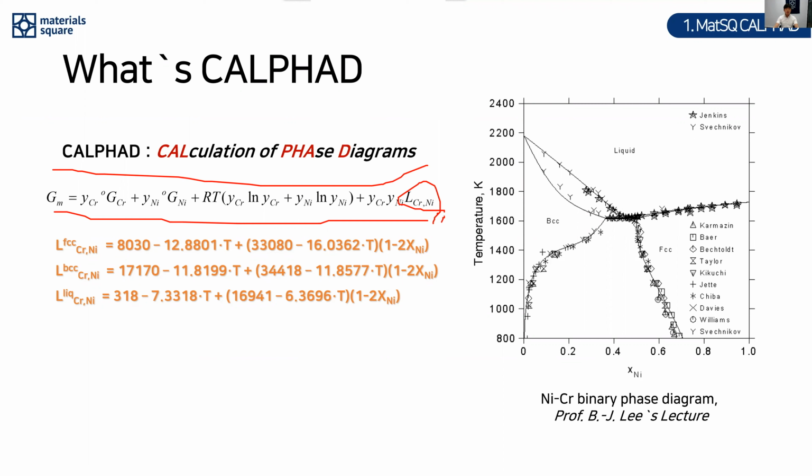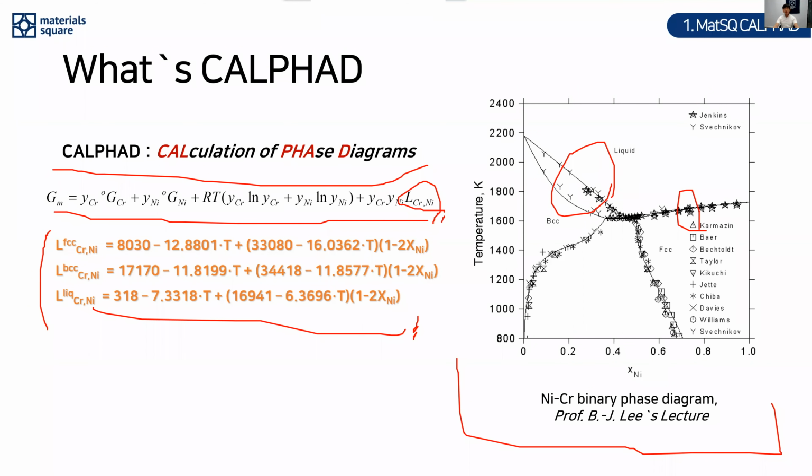By the L parameter in the phase diagram, the liquidus line and solidus line are defined. Therefore, in Calphad, it is important to well define the Gibbs free energy parameter from appropriate experimental information.